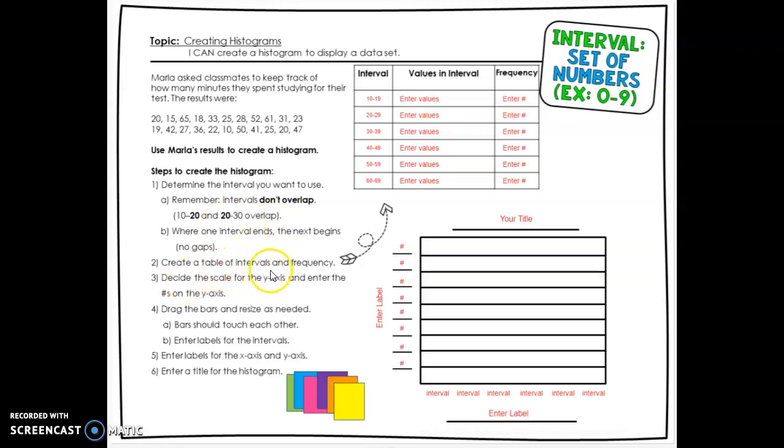And so then we're going to create a table of the intervals and how many, the frequency, are in each interval. And then we need to decide on the scale for the y-axis and the x-axis, and then this is the graphing part, we're going to drag these bars to figure out how tall they're going to be, and then make sure that we label everything.